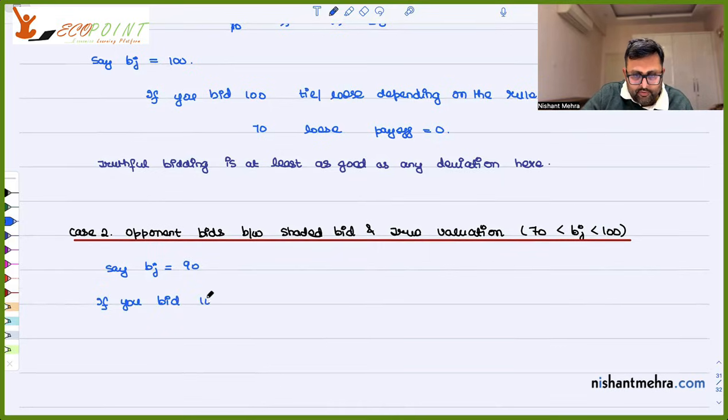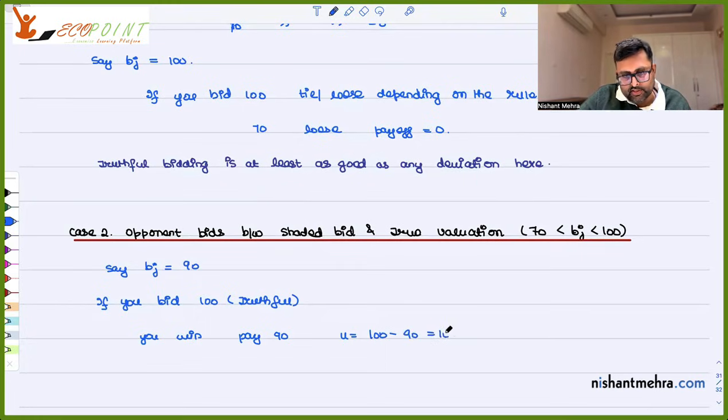So if you bid 100, which is truthful, you will win. Why? Because you bid more than what your opponent is bidding. You pay the price of the second highest bidder, which is your opponent's price, 90. Your payoff is your valuation minus what you have to pay, which is 10, which is good enough.